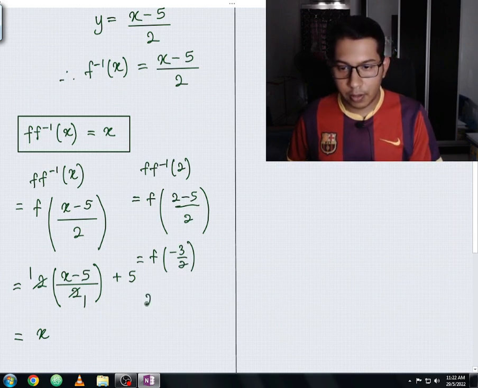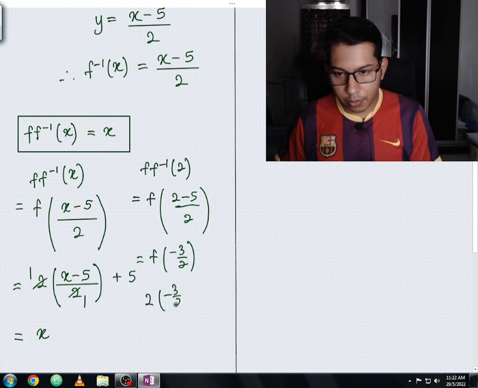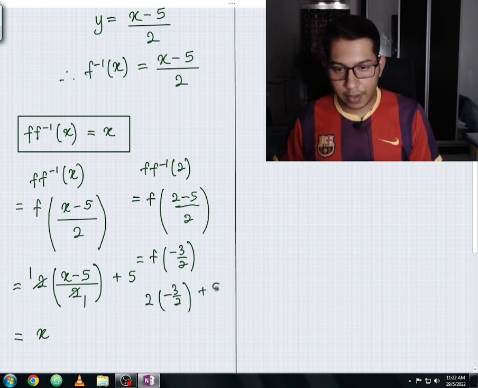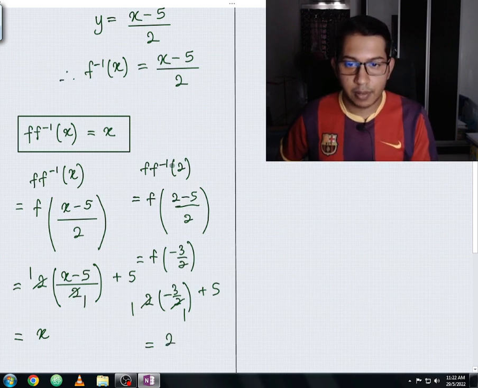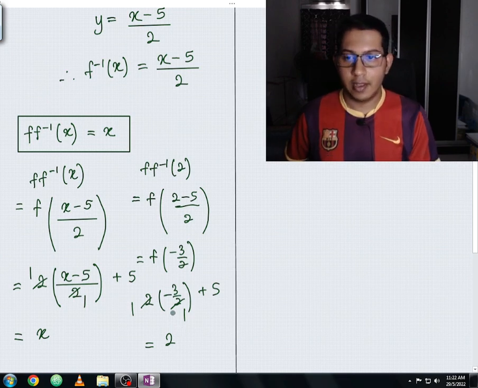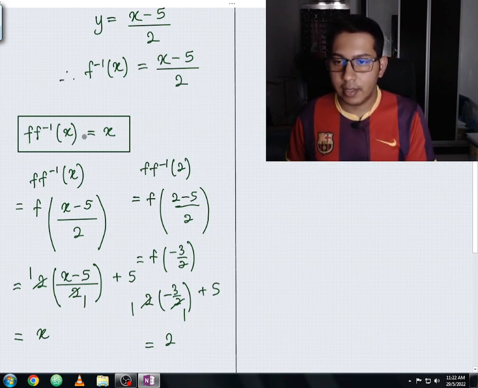So from here, 2 in a bracket, negative 3 over 2, and then plus 5. So this 2 and 2 will get cancelled off, so 2 you get 1, so you're only left with negative 3 plus 5. So negative 3 plus 5, you would get your answer is 2. You see, you put 2, you get back the 2 again. So it is proven that f of f inverse x is equal to x.